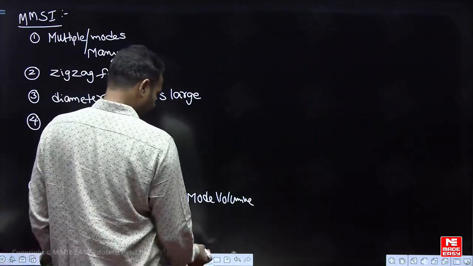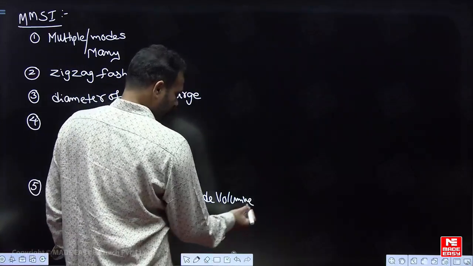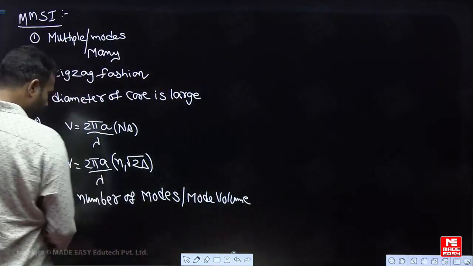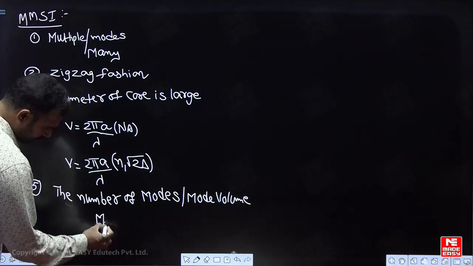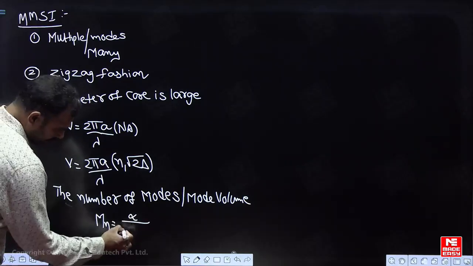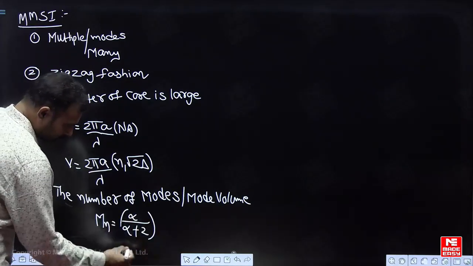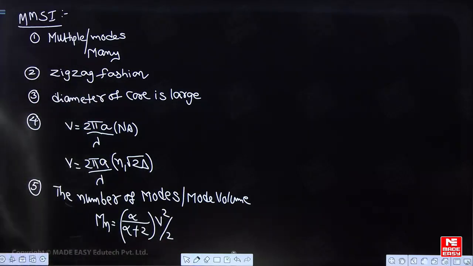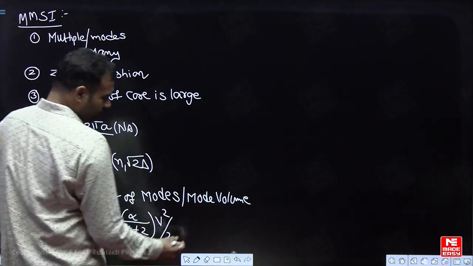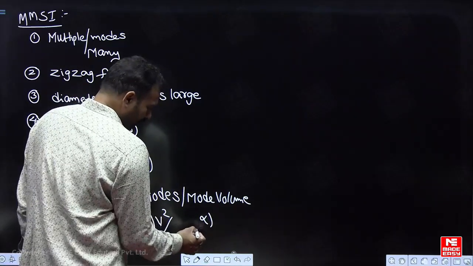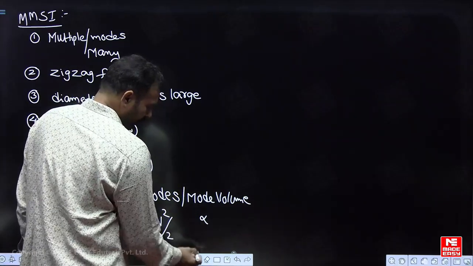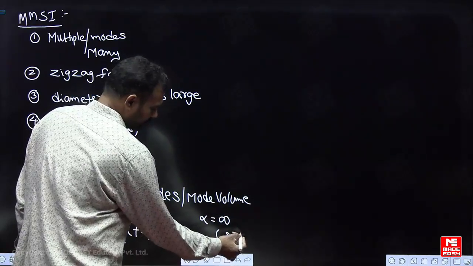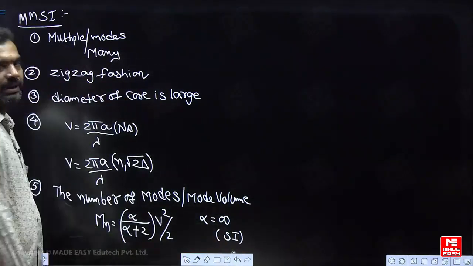Mode volume is present. So when you talk about the mode volume, we can write it as Mn, Mn is equal to alpha divided by alpha plus 2 into V square by 2. Already we studied this in the last topic. And obviously we know about the value of alpha. The value of alpha is equal to infinite. Why? Because for our step index fiber, please recall this concept, we already studied it in the last topic.